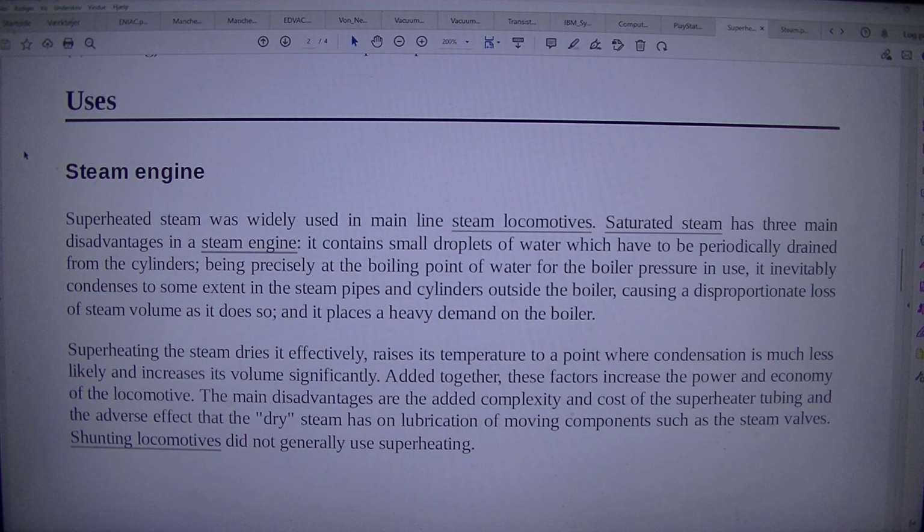Superheating the steam dries it effectively, raises its temperature to a point where condensation is much less likely, and increases its volume significantly. Added together, these factors increase the power and economy of the locomotive. The main disadvantages are the added complexity and cost of the superheater tubing and the adverse effect that the dry steam has on the lubrication of moving components such as the steam valves. Shunting locomotives did not generally use superheating.